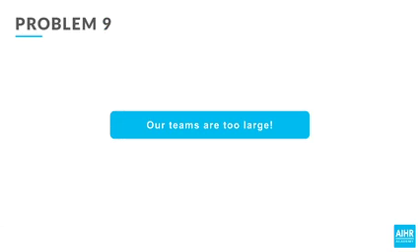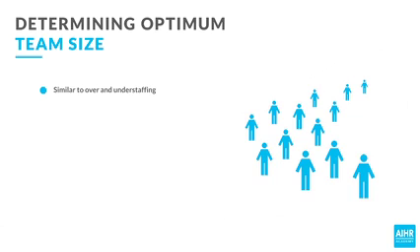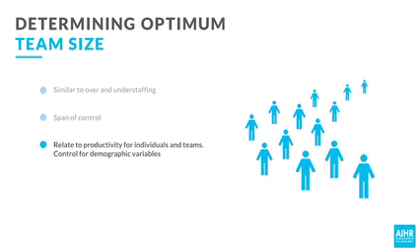Now, problem 9 is our teams are too large. And this is similar to over and understaffing that we just spoke about. Team size has to do with span of control. How many people can a manager manage and still be effective? And it's quite easy to relate this to productivity for individuals and teams.